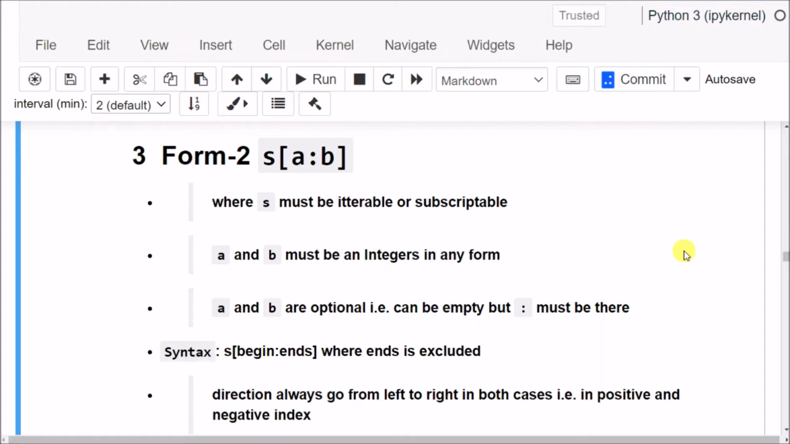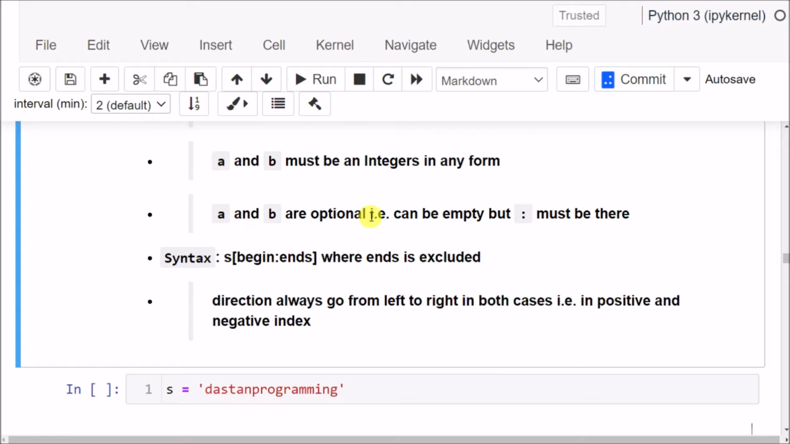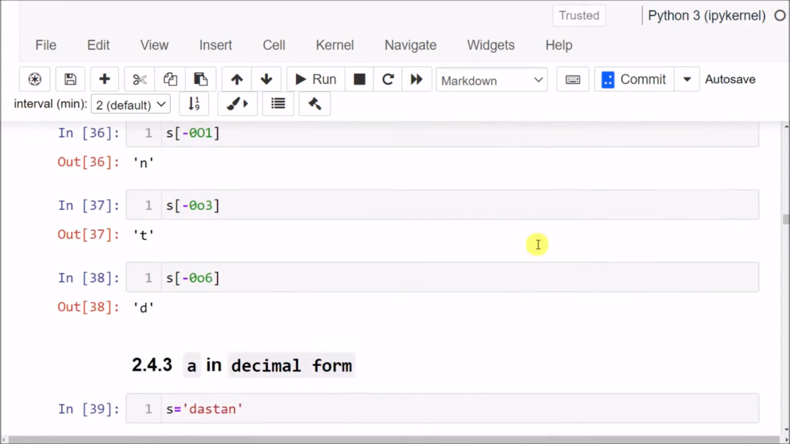Okay, so let's start. Here S must be an iterable or subscriptable object, meaning we can go through it one by one. That is the meaning of iterable. And A and B must be integers in any form, that is binary, octal or decimal. It must be an integer. And A and B are optional, meaning we can leave them empty like this. But if you talk about form 1, I am showing form 1.